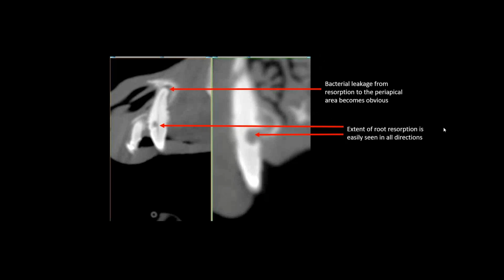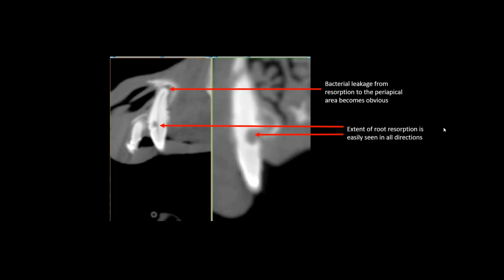You will be able to see various diseases, and we're not going to spend too much time today on root resorptions. This will be for another topic, but I just want to share this with you here quickly. You can now see root resorptions very well. This particular root resorption in this case was actually missed completely on the periapical radiograph.